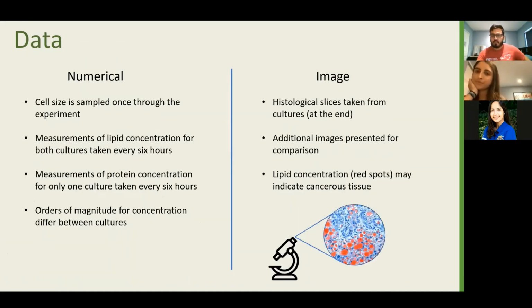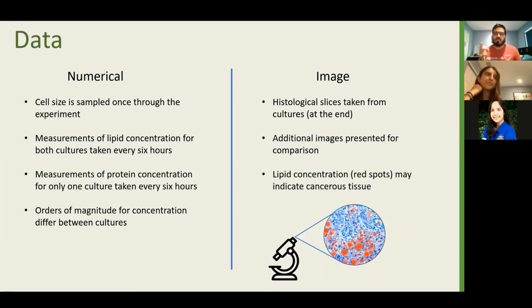So how is our data going to look? First, we're going to have some numerical data, which is going to be regarding the first cell sample size. It's just one time the size of the cells are sampled through the experiment. And we're going to measure both the lipid and the protein concentration. And the lipid is going to be measured for both cell cultures and the protein for just one of them.